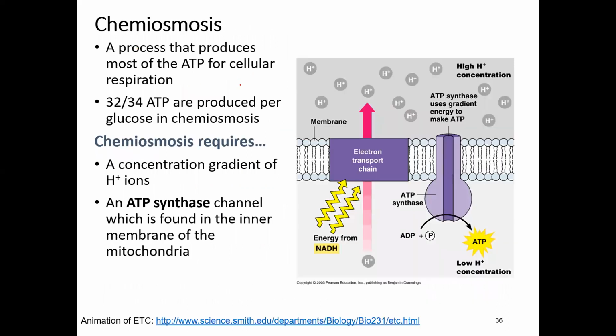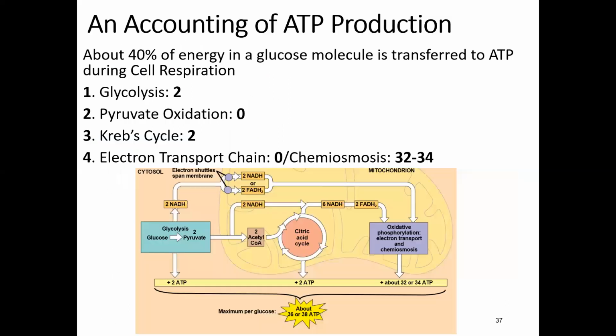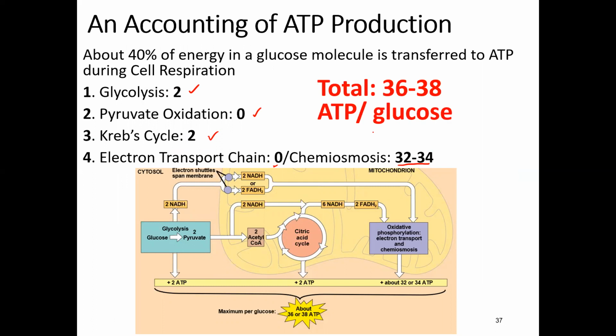Chemiosmosis is the process that produces most of the ATP. 32 to 34 molecules of ATP per glucose are produced through this process, and it uses ATP synthase. Glycolysis, 2 ATP. Pyruvate oxidation, none. Krebs cycle, 2. Electron transport, 0. Chemiosmosis, 32 to 34, depending on the cell. So ultimately, you're going to make about 36 ATP per molecule of glucose.